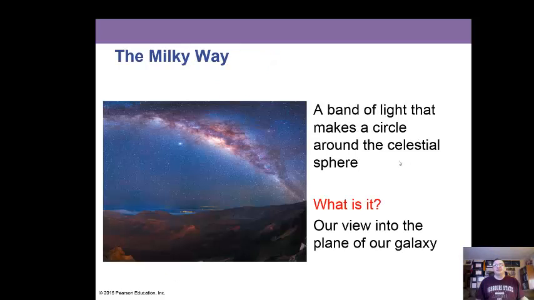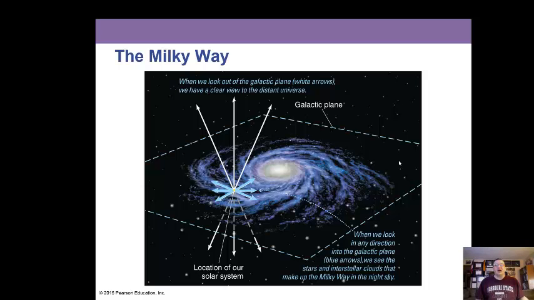Now the Milky Way is a band of light that makes a circle around the celestial sphere. It is our view into the plane of our galaxy. So our galaxy is actually like a spiral galaxy. It looks like a hurricane, and we are out in one of the arms. We're in the Orion arm, and we are looking out into space. We are about 20,000 light years away from the center of the Milky Way galaxy. The Milky Way is about 100,000 light years across.